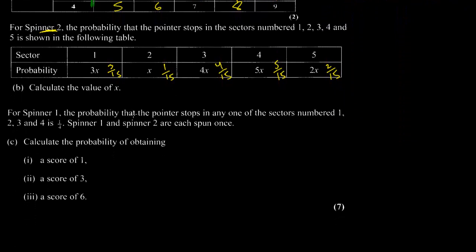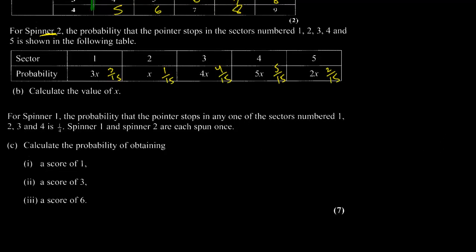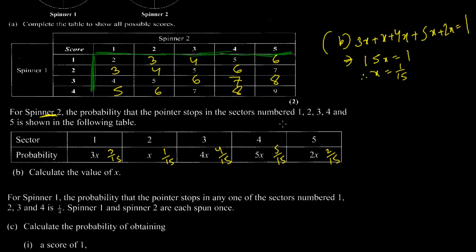So the next question: we are going to take the probabilities of spinner 1. The probability that the pointer stops in any one of the sections is 1 by 4. So what they're saying is, if you want to find the probabilities for spinner 1, you make a table just like this one, which was for spinner 2. If you make a table for spinner 1 just like that, it is going to look like this.